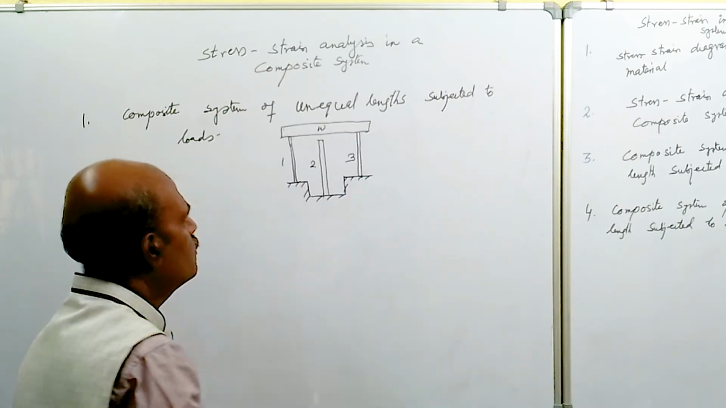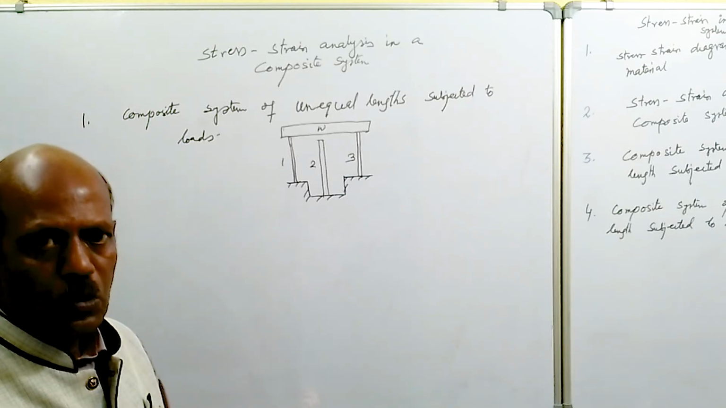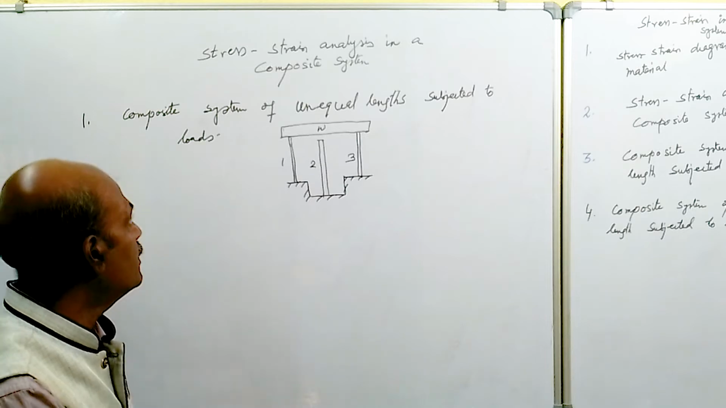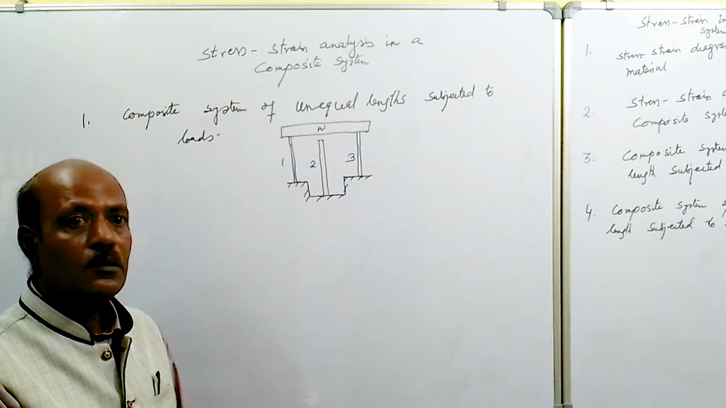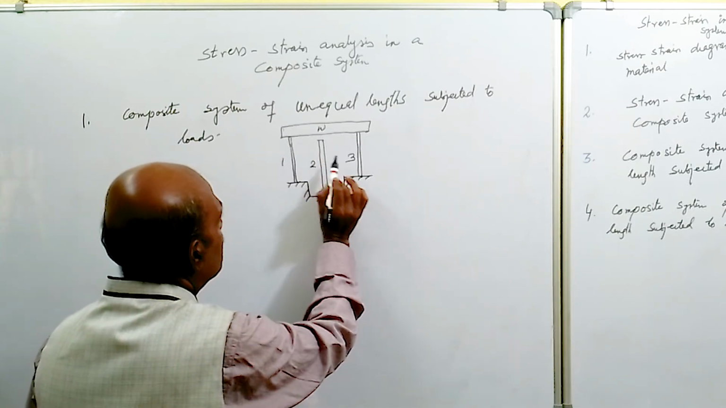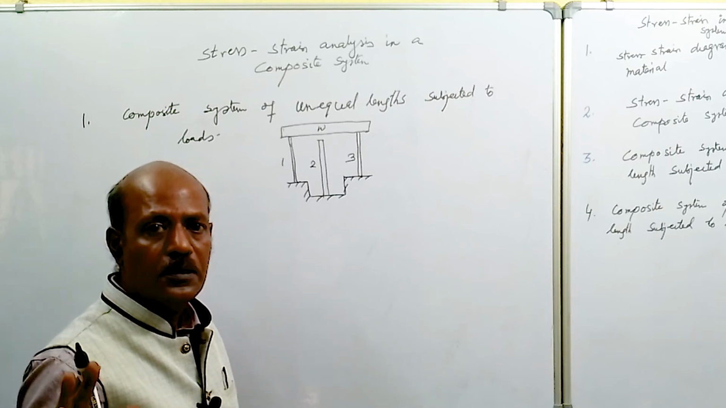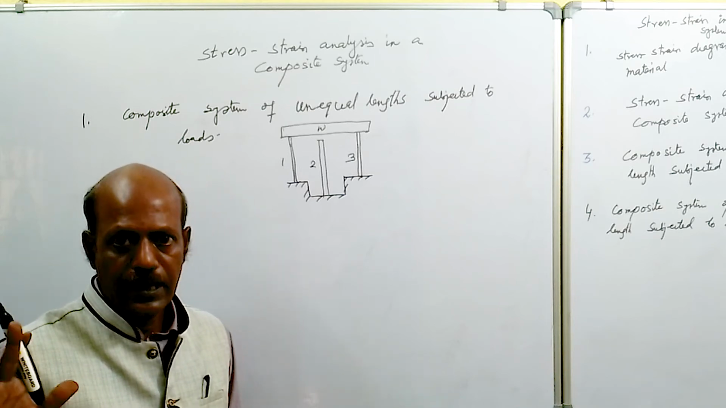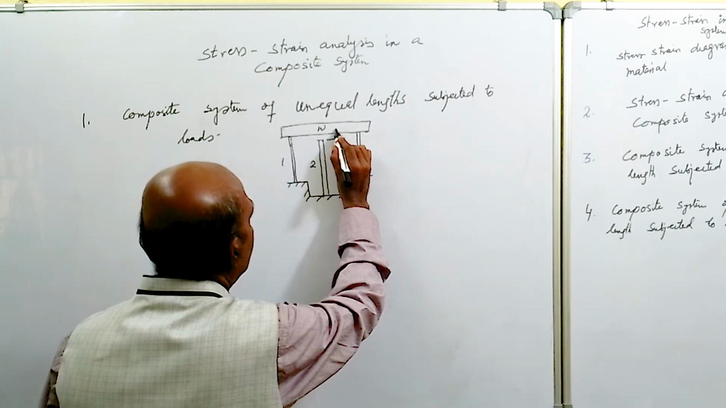So how to solve this problem? The total load applied over this system is capital W. Initially, the deformation will take place in bar 1 and bar 3. Bar 2 will not take any load because there is a gap.